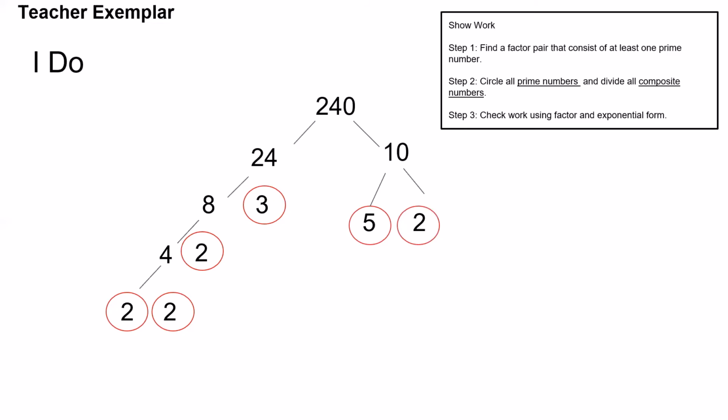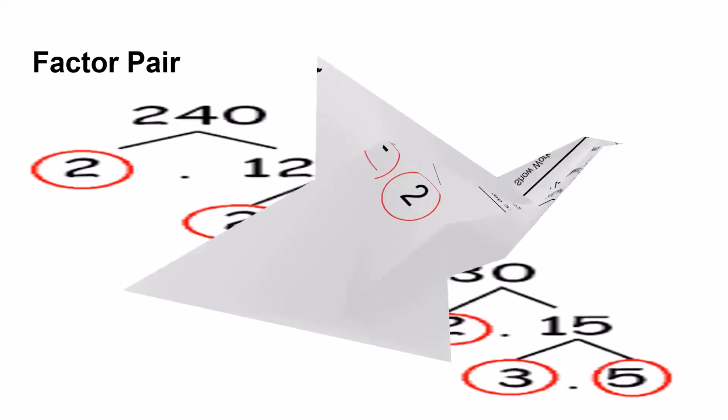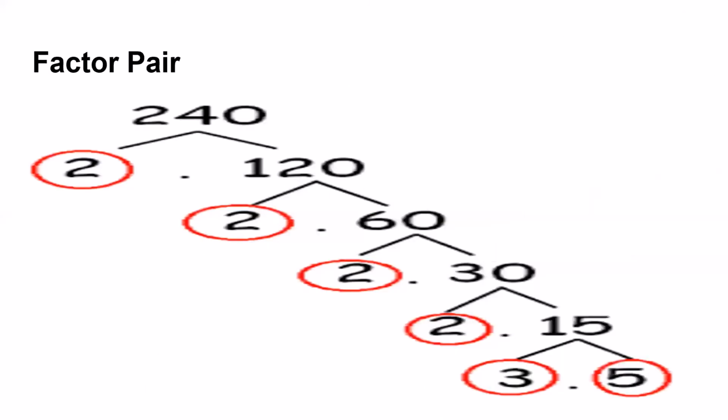Let me see if I can get the same results if I use a different factor pair. Here we use 2 times 120. And if we look, we have 2 times 2 times 2 times 2 times 3 times 5. So it looks like we have the same factor form using a different factor pair.